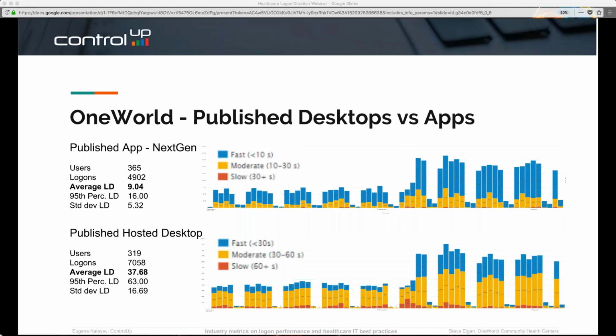And we can see here that once the user population increases, the share of fast logons, the blue bars, actually grows and doesn't decline. So this to me is very compelling evidence that an environment is well planned, well sized, and also handles the user load correctly.